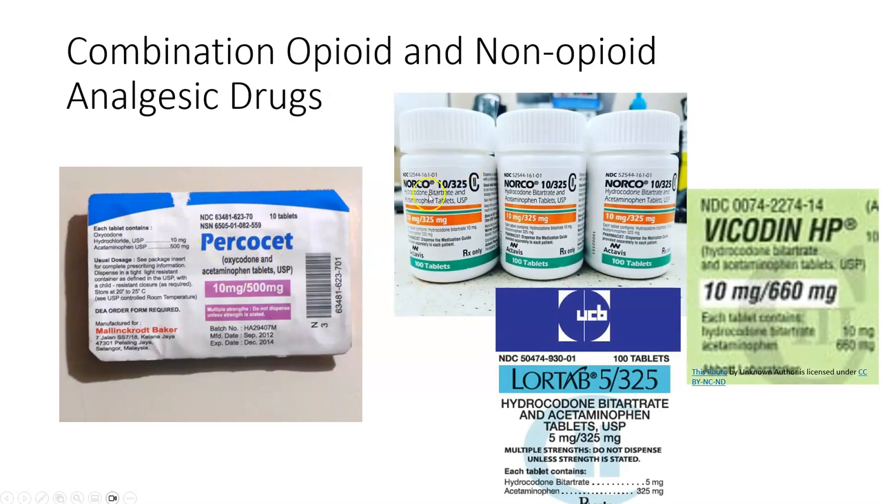Then we have hydrocodone with acetaminophen, and that comes by a number of different brand names, one of them being Norco. And here you see that 325. It'll have the amount of the narcotic first and then the amount of the acetaminophen behind. Now this one doesn't have that set at the end. Vicodin is another brand name. HP means high potency. Again, that 660 is no longer there, but it would be the 10 milligram. And then we have Lortab, hydrocodone with acetaminophen, the 5-325.